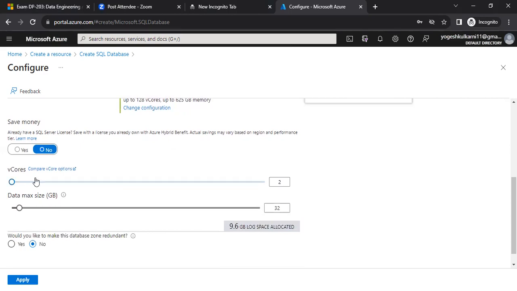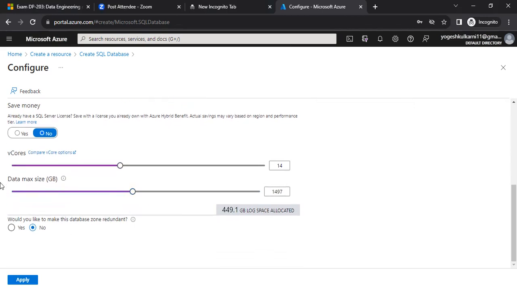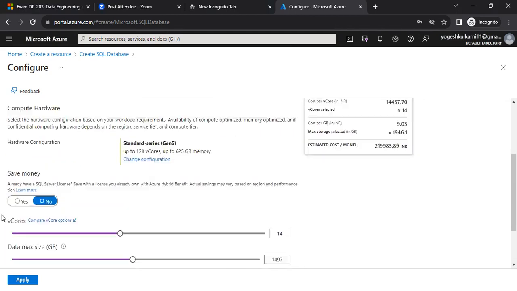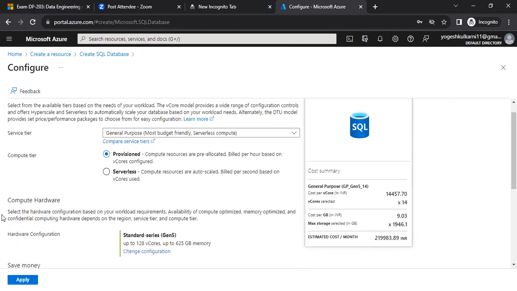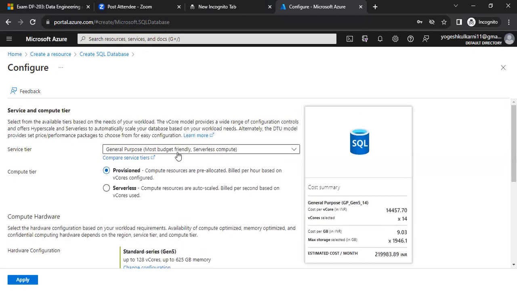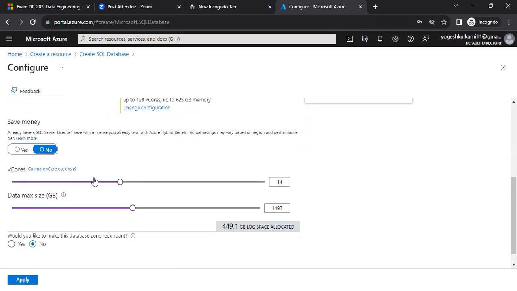So these are the options, vCores, you can change it, the storage amount, and the cost will change accordingly. Okay, now it's about 219,000. Wow, that's a lot. 2 lakh 19,000, yeah. Almost 220,000.